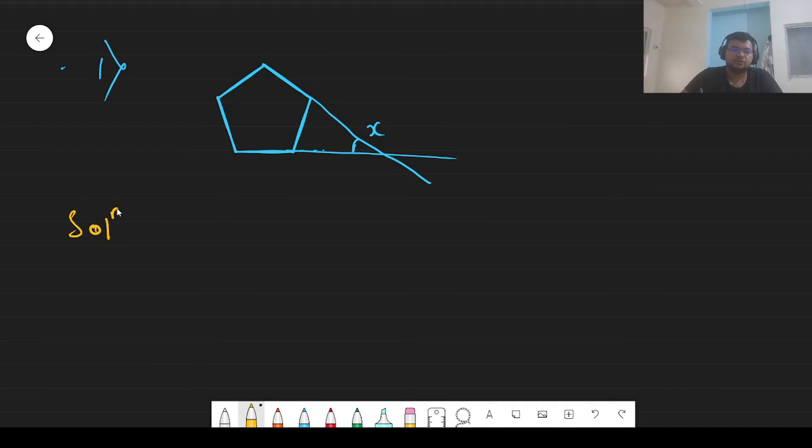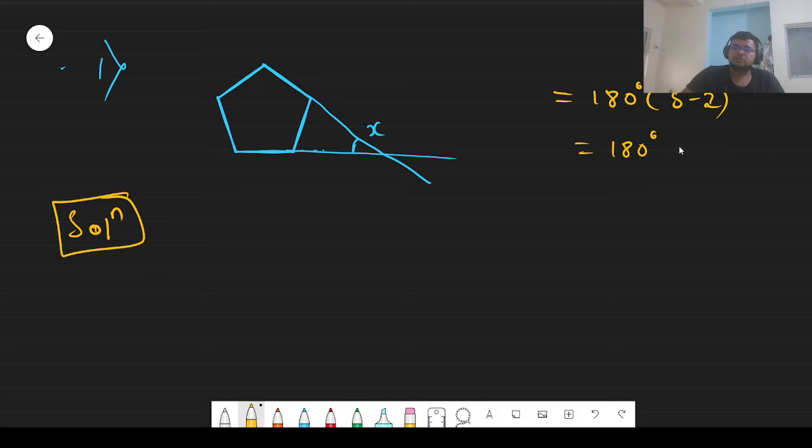Solution. The sum of the interior angles of a polygon is equal to 180 degrees times (n minus 2). Here n is 5, so n minus 2 is 3, and it will be 180 degrees times 3, which is 540. This is the first derivation.